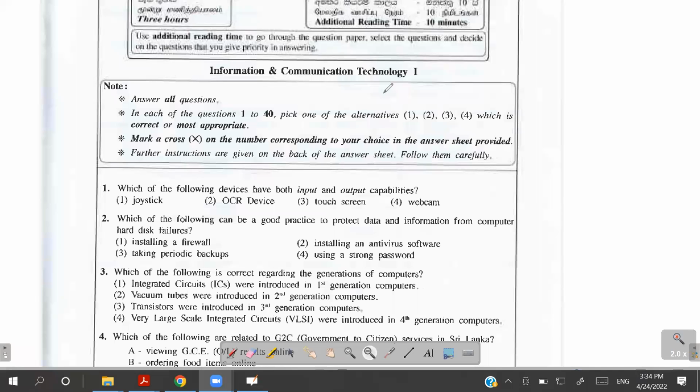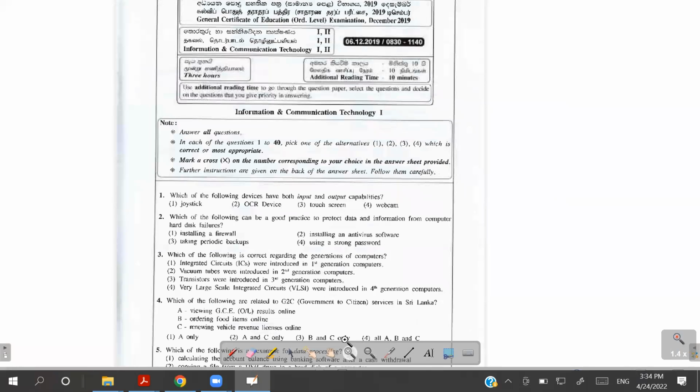Okay, here we go, 2019. So the first question, which of the following devices have both input and output capabilities? Now, joystick is an input device. OCR, optical character recognition, is an input device. A touch screen can act as an input device as well as an output device. So touch screen is going to be the answer.